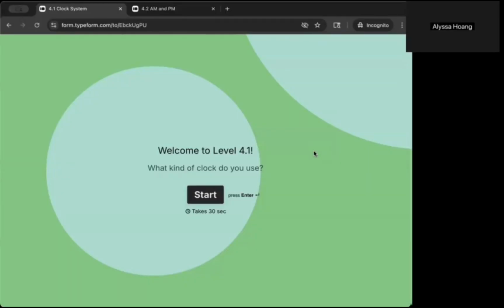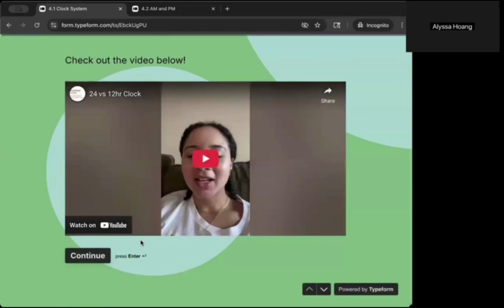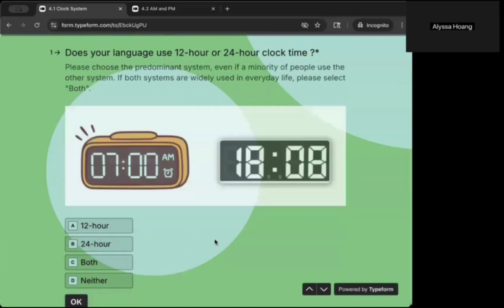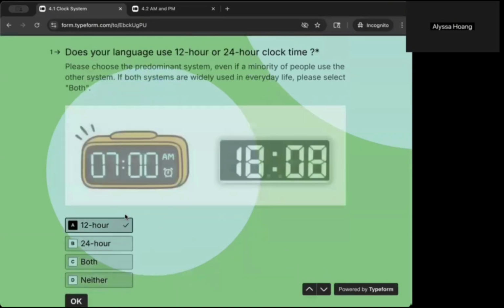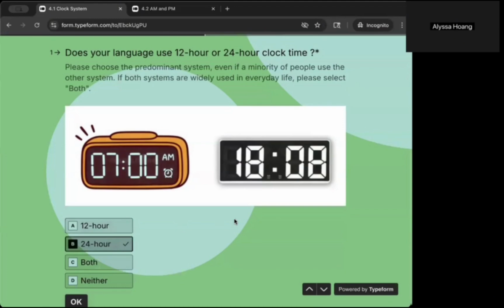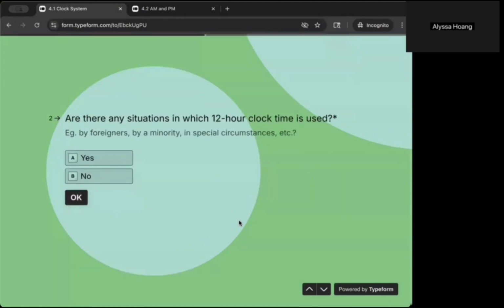Now let's dive into surveys. Take this example in level 4. Contributors are asked whether their language community uses a 12-hour clock or a 24-hour clock. Every survey follows the same flow: a welcome screen, a short context video, followed by questions. This survey begins with a simple multiple choice. If the answer is 12-hour, the survey ends there, quick and clean. If the answer is 24-hour, the user is guided to a different logical branch.